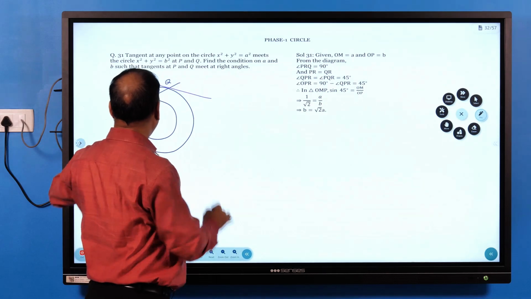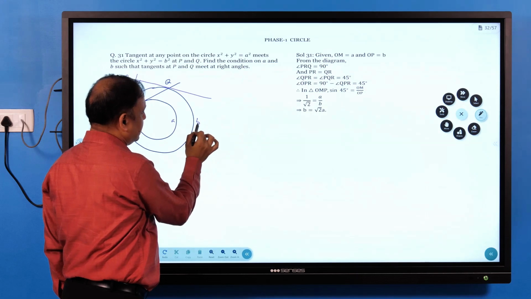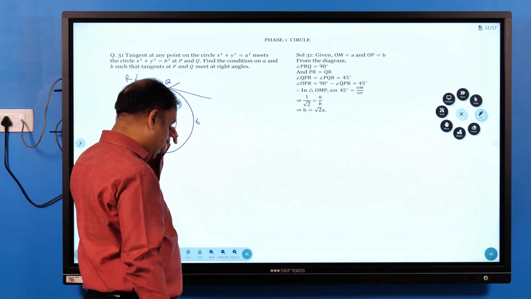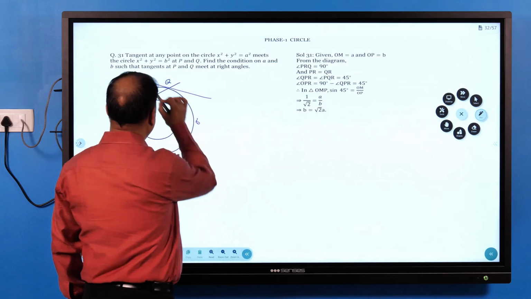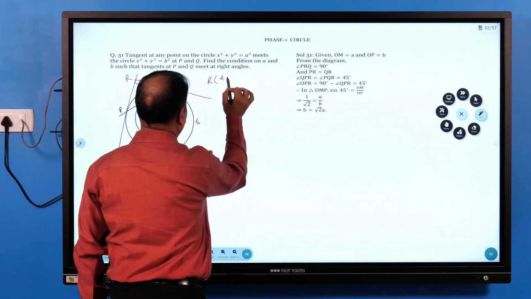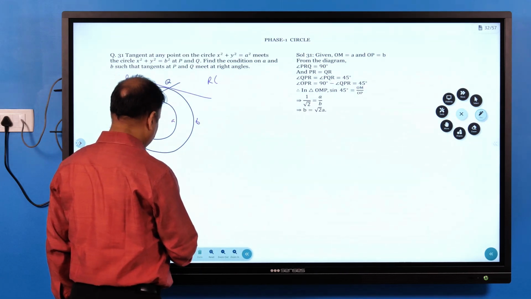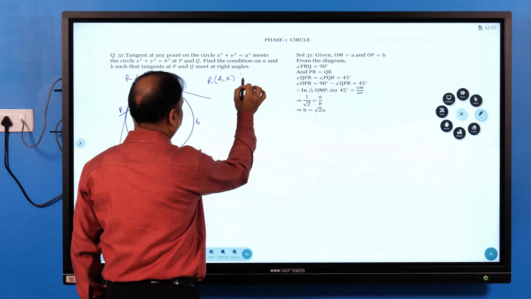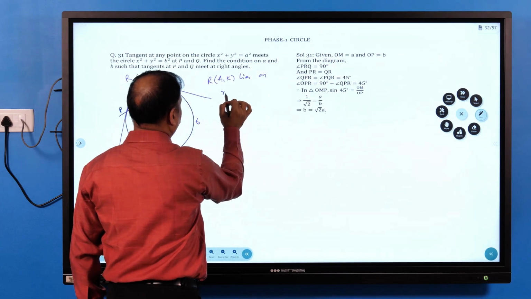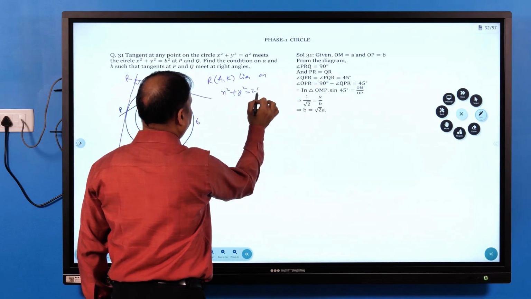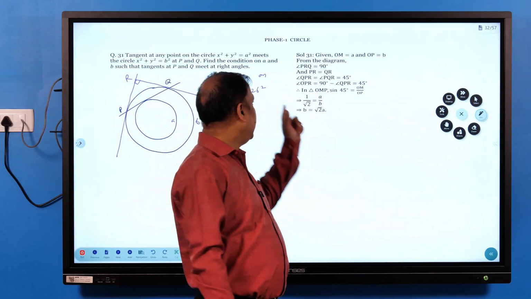That means this point must lie on the director circle of this second circle whose radius is b. So what is the equation of the director circle of this? Take R as h comma k. So R lies on the director circle of the second circle: x square plus y square is equal to 2b square. A director circle is concentric, but its radius is root 2 times. So it lies on the director circle.